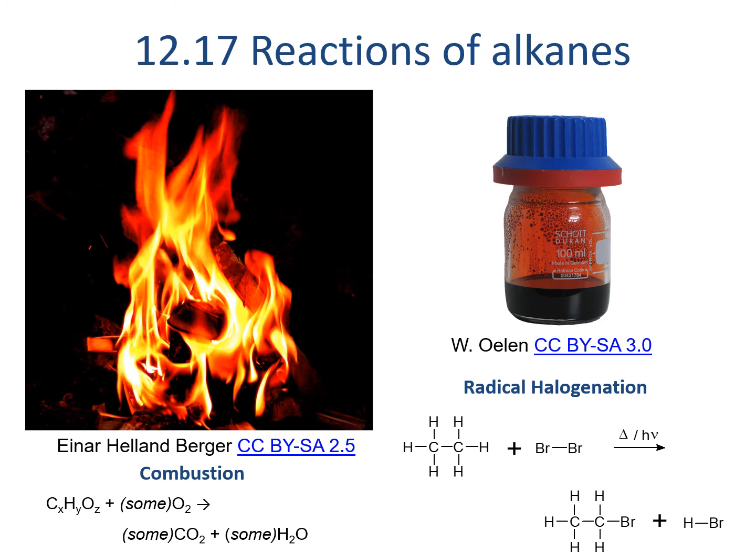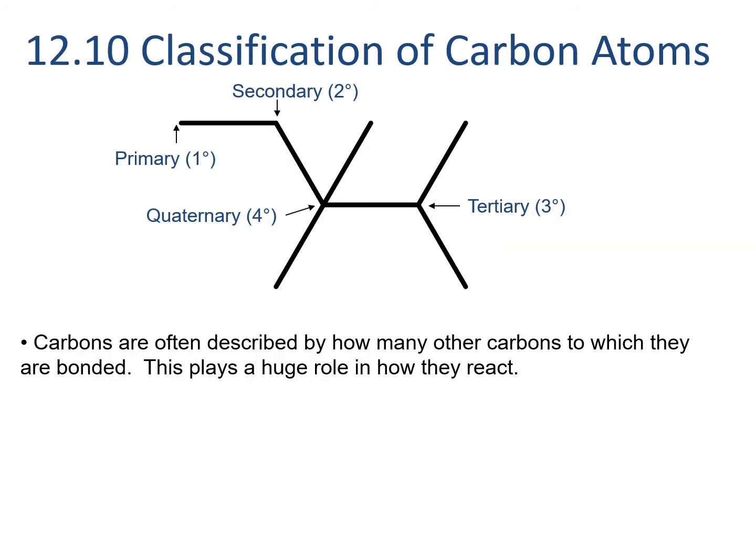h times nu is the formula for energy from light. While this is possible on any hydrocarbon, it's really difficult to control, and it's used in practice only on very simple molecules. This can happen with any halogen, but chlorine and bromine are the most common and actually give us different types of products. Earlier, we talked about classifying carbon atoms as primary, secondary, tertiary, or quaternary. Quaternary carbons don't have any hydrogens that can be replaced and so aren't reactive by radical halogenation.